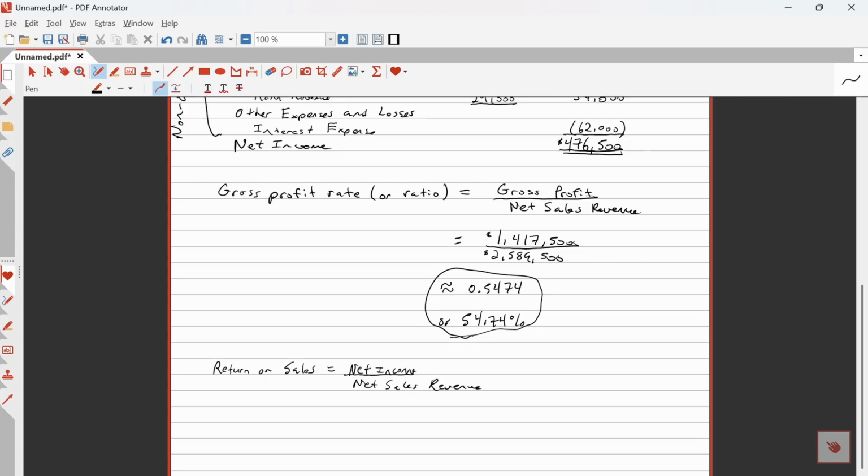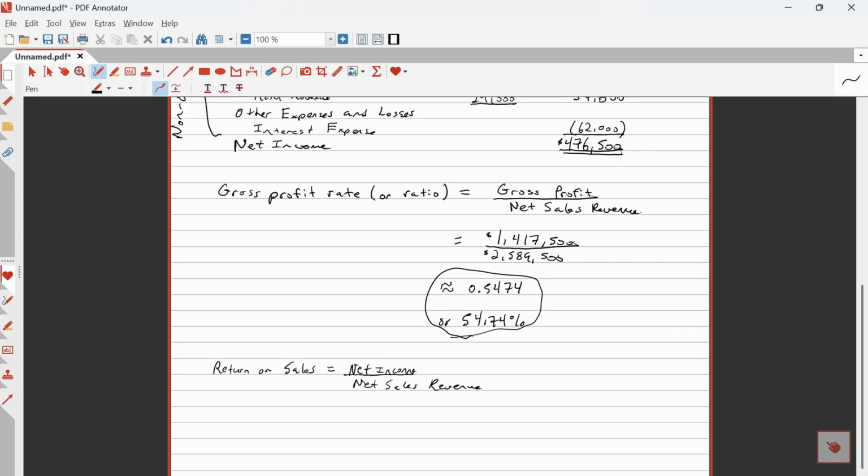So return on sales is this formula. Notice it's the same formula as this, same denominator, just different numerator. The numerator of this formula, net income, is always smaller than the numerator of this formula. So the return on sales always has to be smaller than the gross profit rate, always. Does that make sense? You'll never see a company with a return on sales of 54%. It'll be some small number. A gross profit rate might be 54%, but then we've got to subtract all the other expenses to get this. Hopefully all that makes sense.